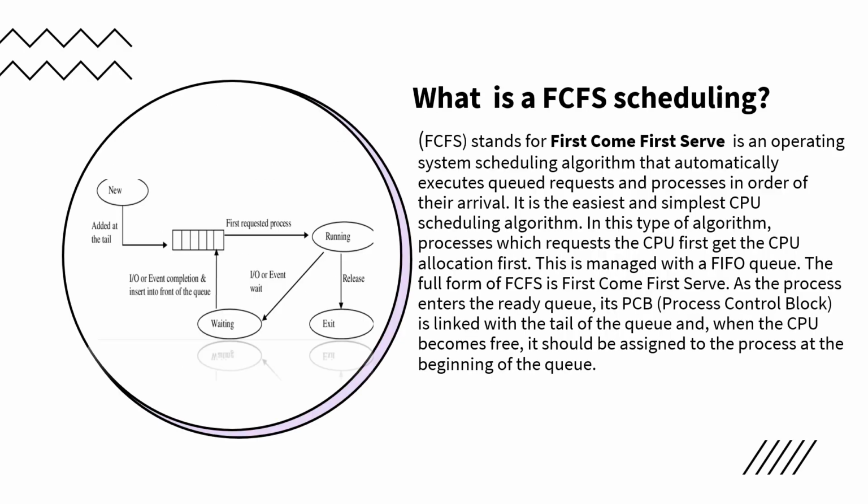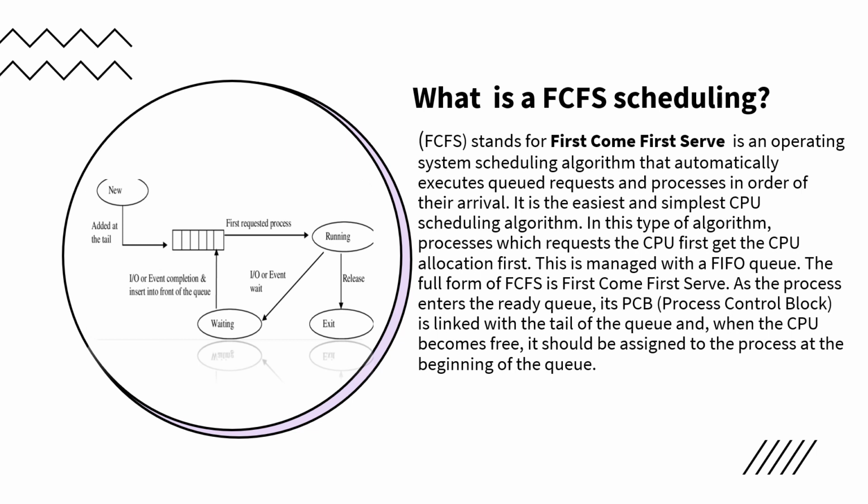Now, before jumping into a problem or real-time situation, let's see what is meant by FCFS scheduling. FCFS stands for first come first serve. It is an operating system scheduling algorithm that executes queued requests in the order of their arrival. You can understand it from the words themselves: the first person who came is given the first priority and served first. In this algorithm, processes request CPU allocation in order, as I mentioned before, and the allocation is given in the first order.